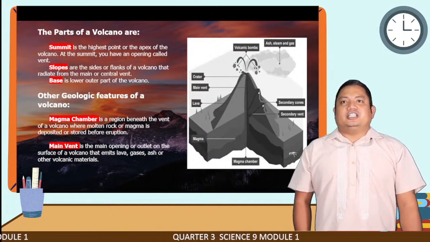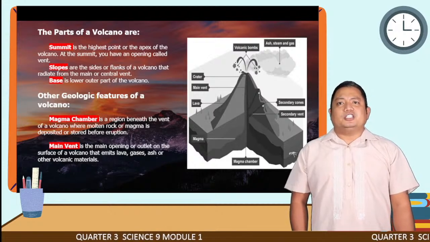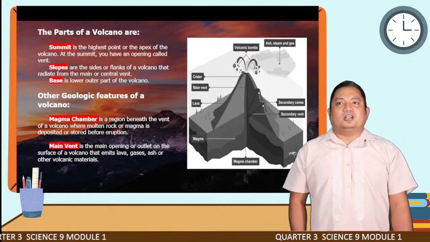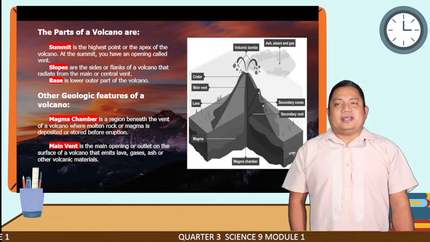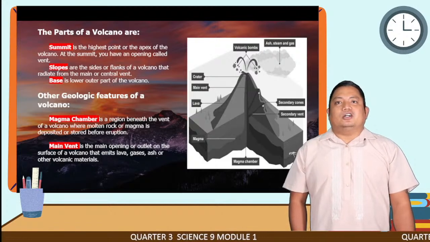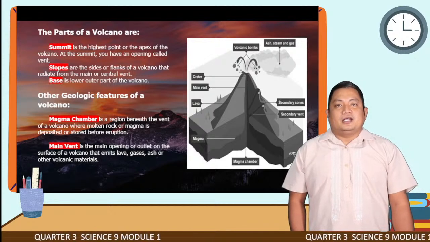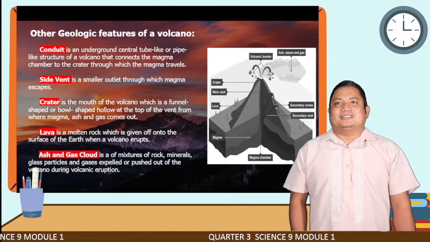Other geologic features of a volcano. Magma chamber is a region beneath the vent of a volcano where molten rock or magma is deposited or stored before eruption. Main vent is the main opening or outlet on the surface of a volcano that emits lava, gases, ash, or other volcanic materials.